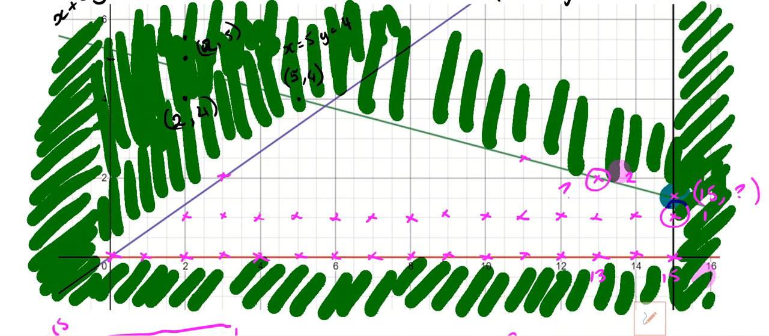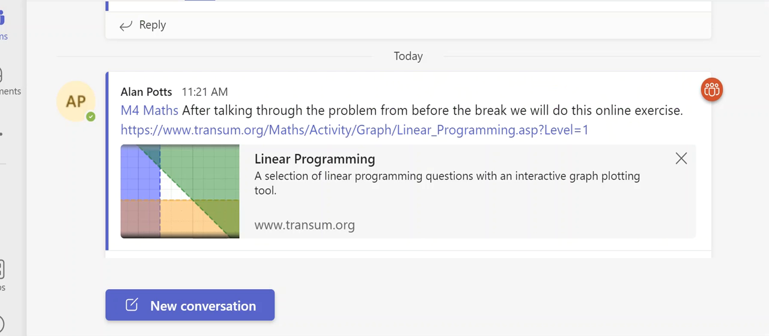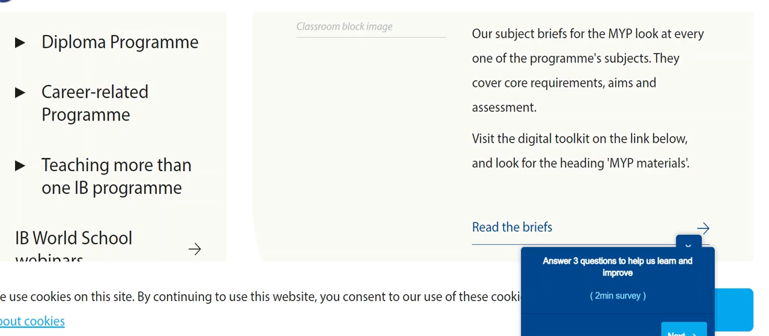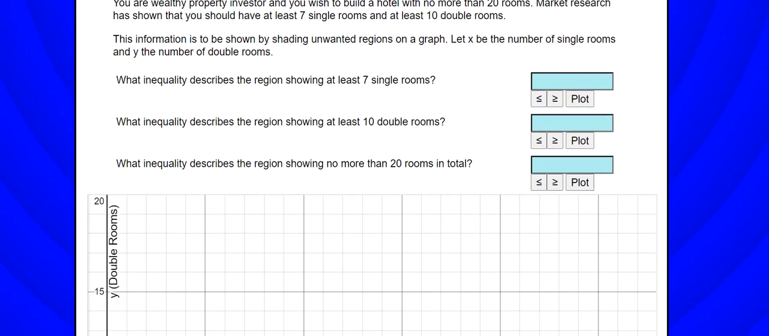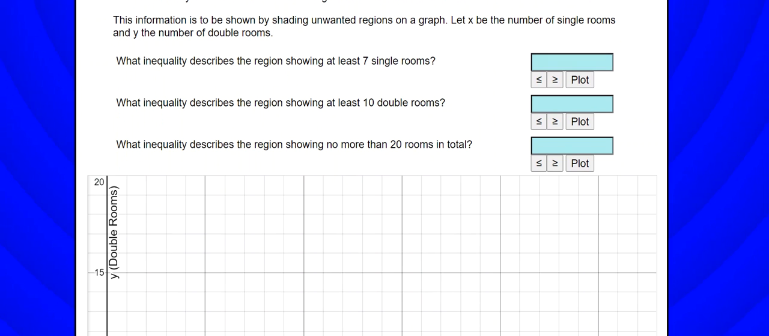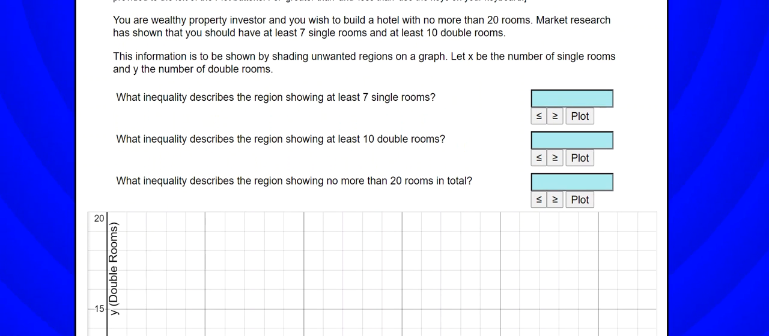No? Makes sense? All right, on Teams, you've got this activity. Before you get the computers out, just pay attention. You're going to go on to it. It's linear program level 1. You've got lots of writing. Now, it says the information is to be shown shading unwanted regions. So that's the way round we want it. What inequality described the region showing at least 7 single rooms?